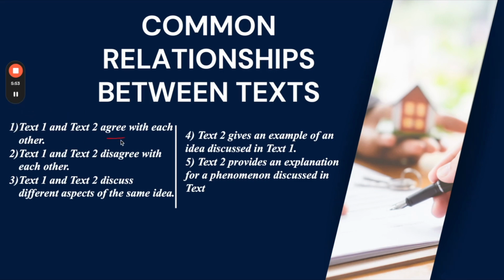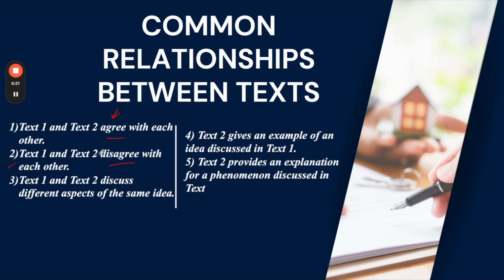Now they can agree with each other, as simple as that. So they're talking about A and their opinions about A are the same, right? The second one is that they disagree with each other. Now they're again talking about A, but the first one has some positive opinions maybe, and the author of text 2 really doesn't agree with that, right? So the text 2 author would probably disagree with that opinion or find something disadvantageous or wrong with the topic that's been discussed.